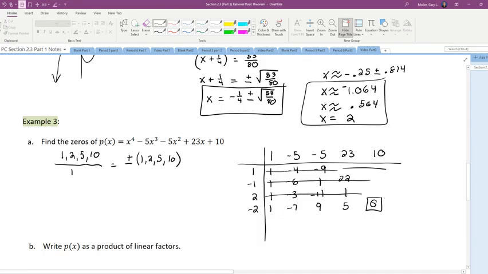Okay, so I know that x plus 2 is a factor, and I know that I've got something that's still x cubed, right? Because I went from x to the fourth, it divided by x, so now I've got something x cubed. I don't know how to factor something x cubed on my own in most cases, so we're still here in synthetic division, except now I'm going to draw a line right here, and now I'm going to use these numbers and not these numbers, because now I'm trying to factor this guy.